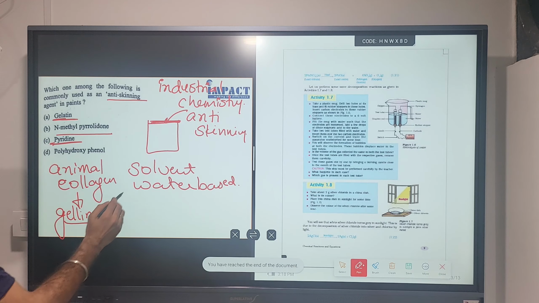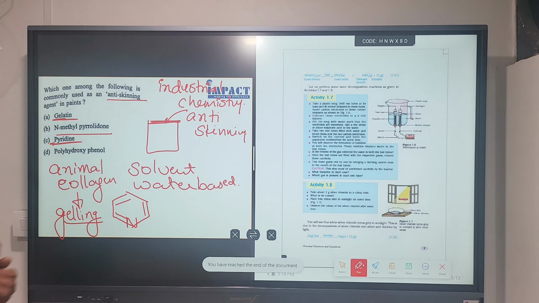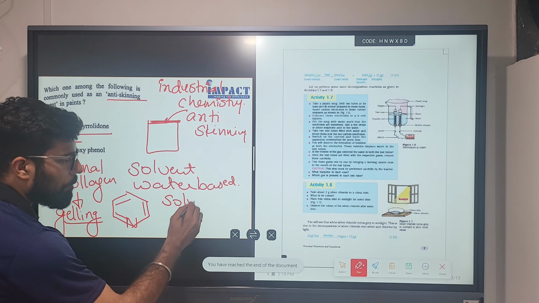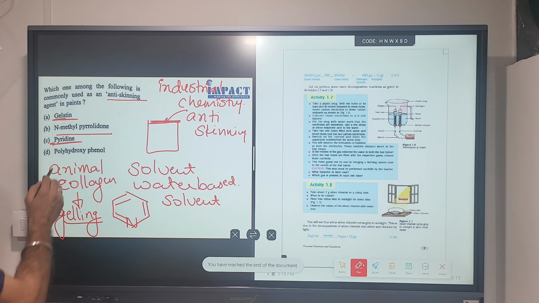Next is pyridine. It is a heterocyclic structure. Nitrogen is here, double bonds are here. Looks like benzene, which has a hetero atom, that is why it is known as heterocyclic. This is also used as a solvent and a precursor to make the solvents in paints. Last option is polyhydroxyphenol, which is specifically designed for this property, anti-skinning, so that paint does not dry.